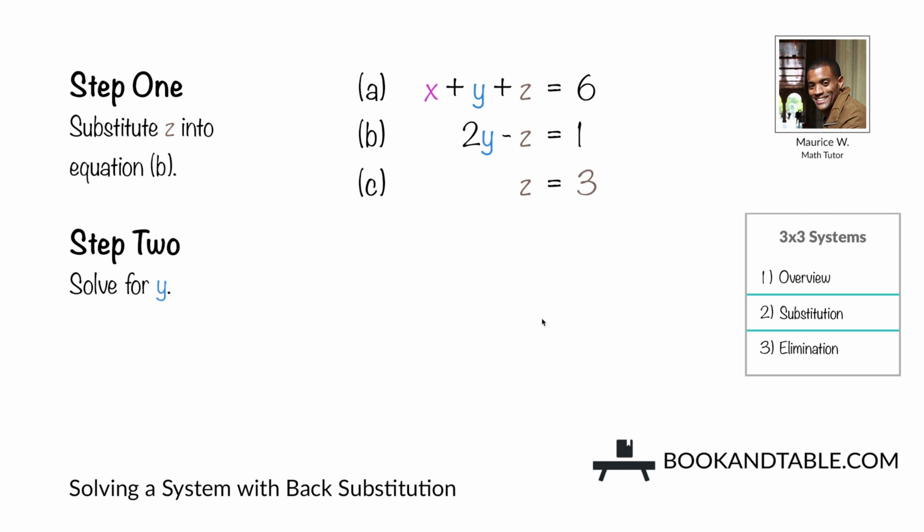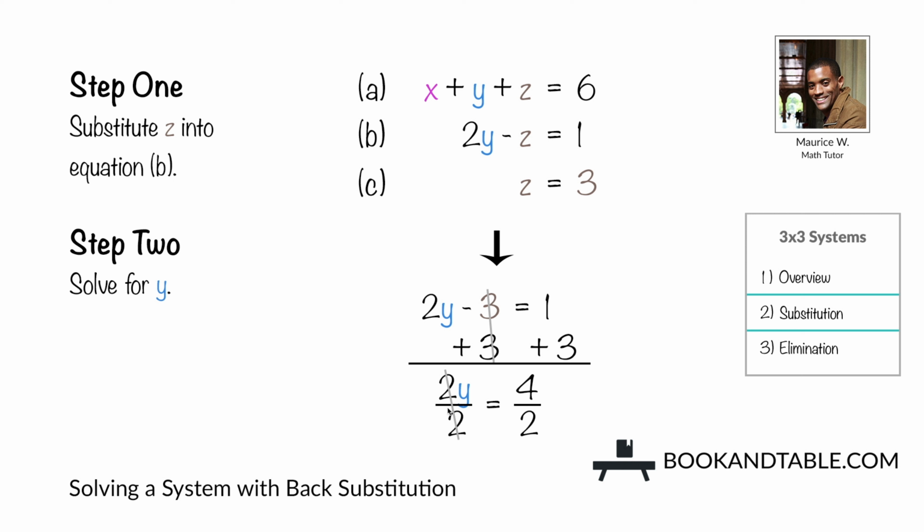So step 1, substitute z into equation B here. And then step 2, solve for y. So when we plug 3 in for z in equation B, we get 2y minus 3 is equal to 1. And now to solve for y, we'll add 3 to both sides, giving us 2y is equal to 1 plus 3, which is equal to 4. And now to remove this coefficient of 2, we'll divide both sides by 2, giving us y is equal to 4 divided by 2, which shows us that y is equal to 2.